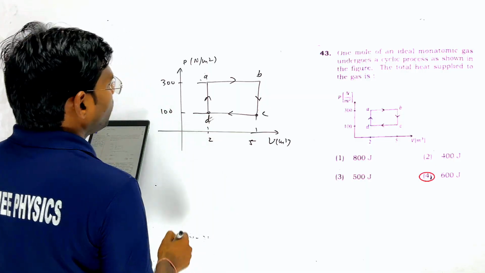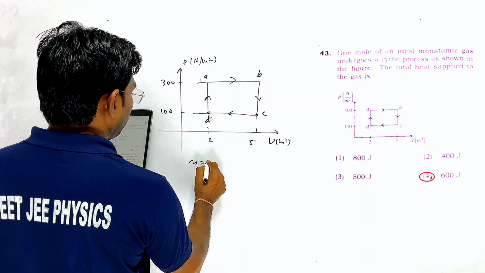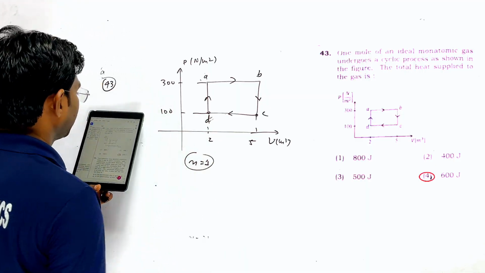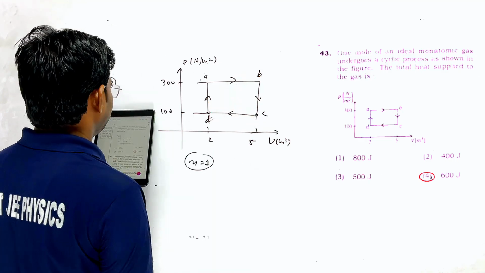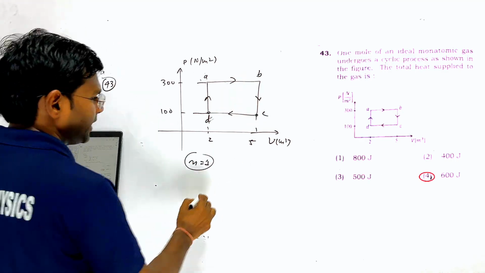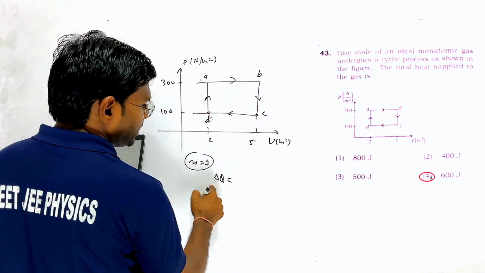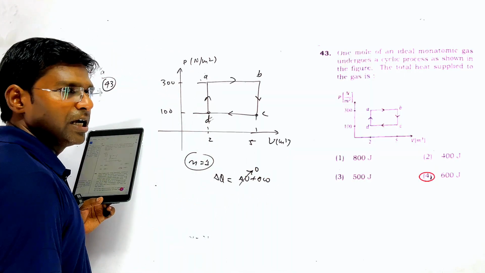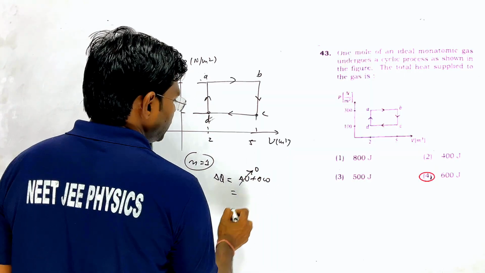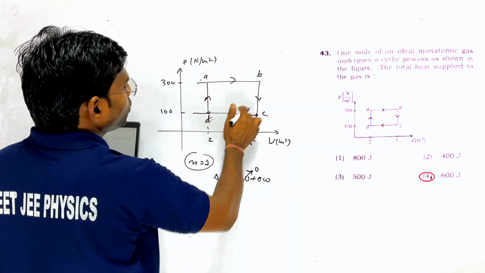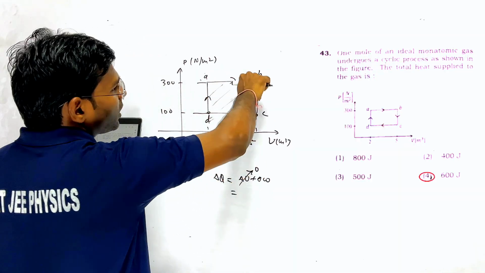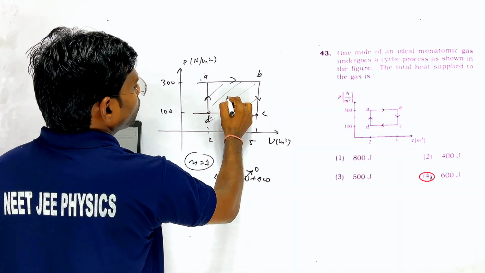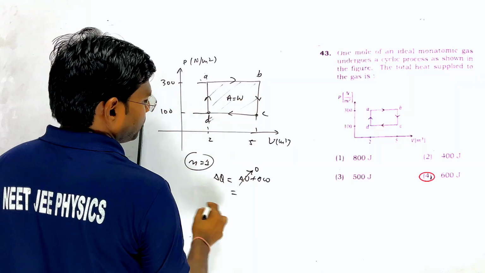So read the question number 43. It is the 1 mole of monoatomic gas undergoing a cyclic process, and you have to find the total heat supplied. So the first law of thermodynamics: delta Q is equal to delta U plus delta W. In the cyclic process, there is no change in the kinetic energy, no change in the internal energy, so delta U is 0. And the total work done, what? It is the clockwise cycle, so the total work is nothing but equal to the area.